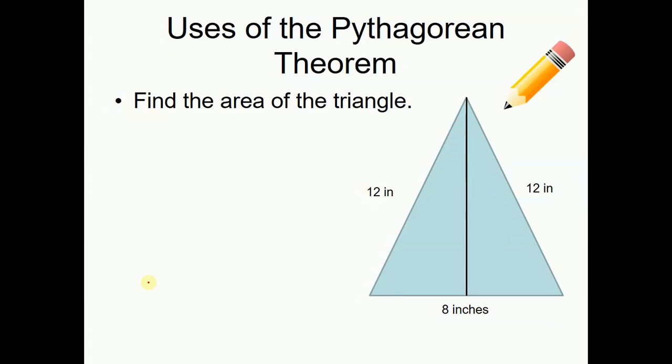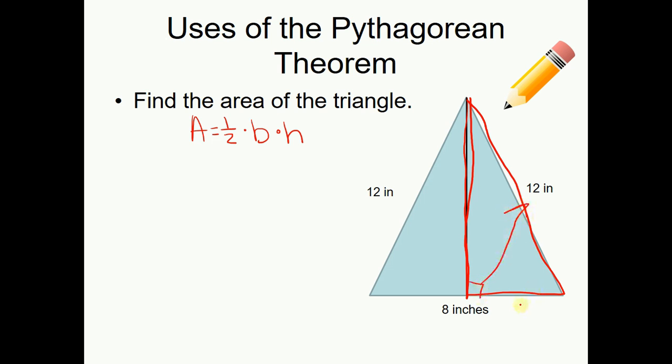Now, why would we need to use the Pythagorean theorem? Sometimes you want to find the area of a triangle. Or basically you want to find the height of the triangle. Because remember, the area of a triangle is 1/2 times the base times my height. Now notice, guys, I don't know what the height of this triangle is. I don't know the up and down height, and that's what I need. But if I look at this one little triangle right here, I have a hypotenuse of 12. I have a base of 4, and I can find the other leg. So I can name him X.